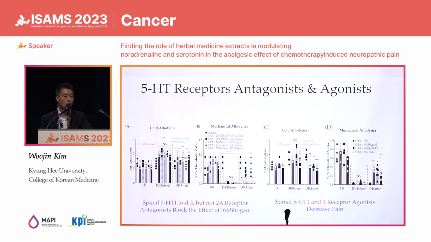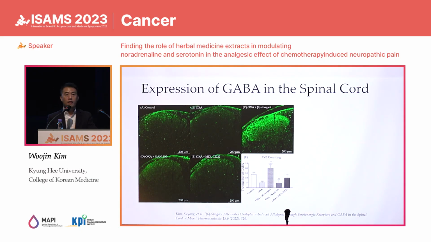And we chose some agonists to see whether the effect of shogaol is similar to these agonists. We didn't show the dose dependence of several agonists, but we see that the dose which is effective in pain indeed has a pain-decreasing effect similar to 6-shogaol. After that, we did some research to see where serotonin receptors 1 and 3 are present in the spinal cord, and we see that they are present mostly in the inhibitory interneurons, which produce GABA.